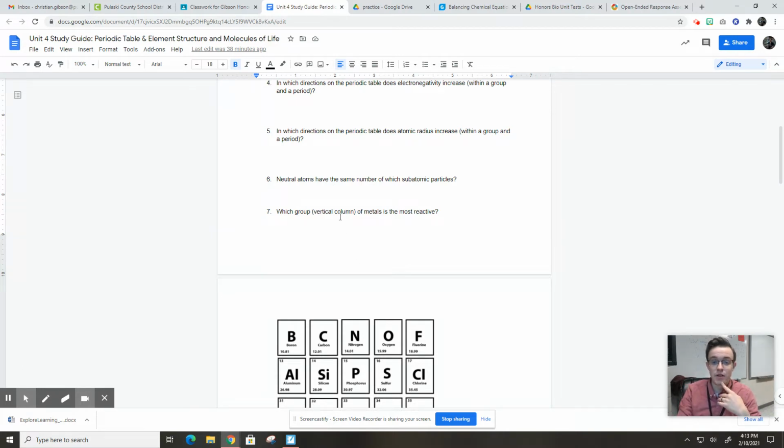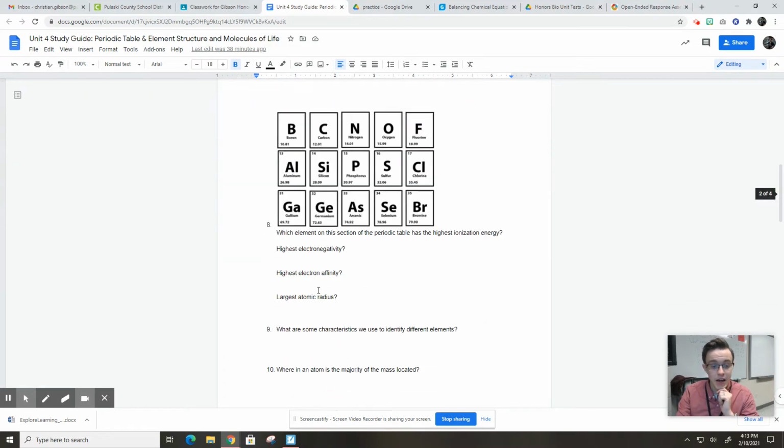And the column of metals that has the highest reactivity, or the fewest number of valence electrons, is the very first column. I've got a periodic table up here that I'm looking at. You've got hydrogen, lithium, potassium, sodium, rubidium, cesium, and francium. All of those, also called the alkali metals, are the most reactive metals.